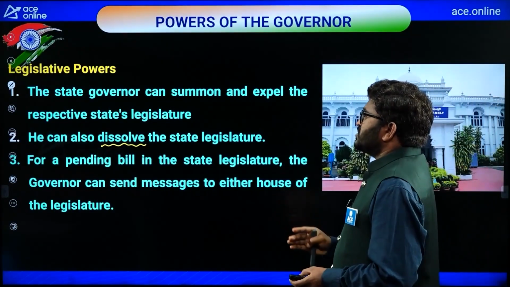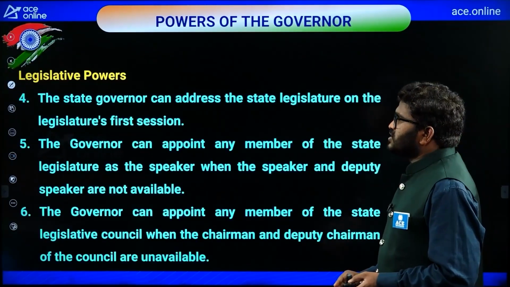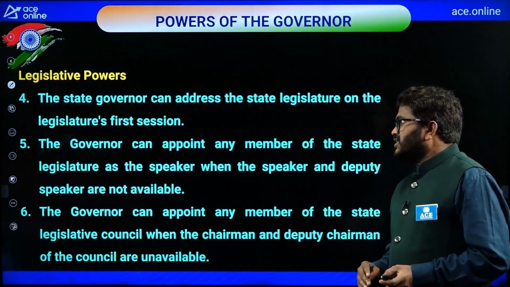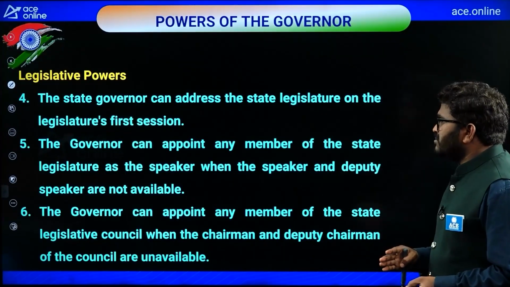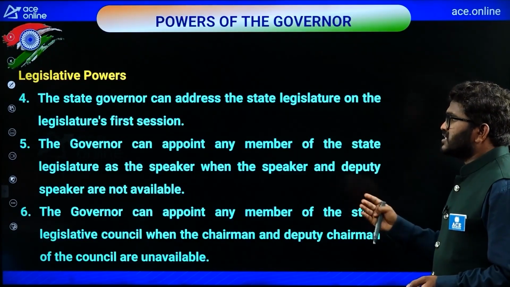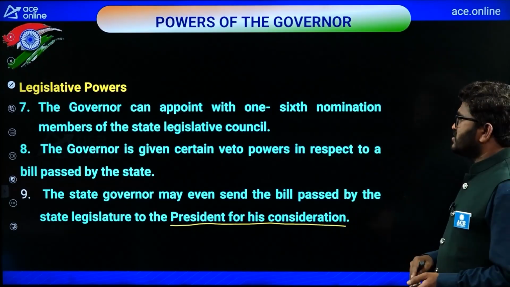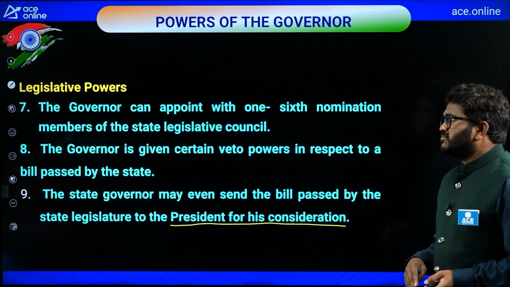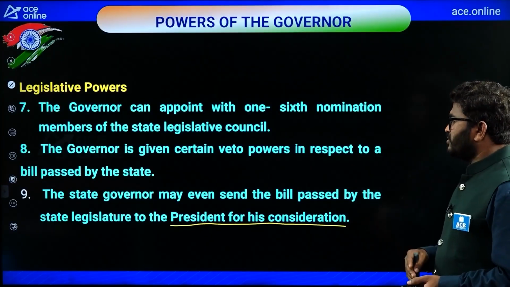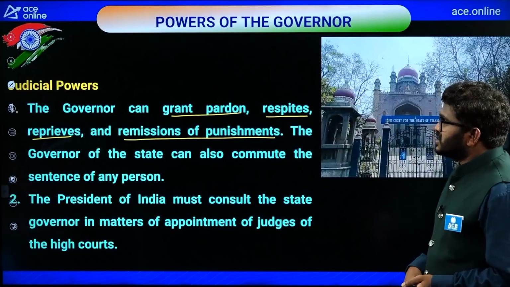Legislative powers: he can dissolve the state legislature. Also, the state governor addresses the state legislature at the first session. The state governor can appoint any member of the state legislature as a speaker and a chairman in the state legislative council, and the state governor can appoint one-sixth nominated members of the state legislative council. He has some veto powers, and he may send a bill to the president for consideration.